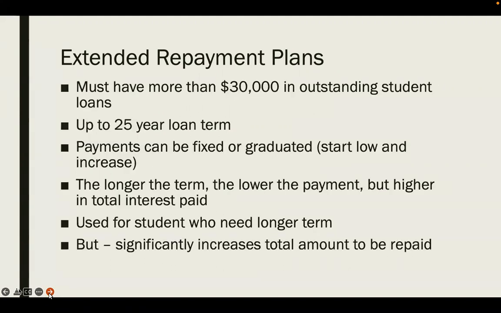The extended repayment plan is where you must have more than $30,000 in outstanding student loans. So they're saying, okay, you have more than $30,000 in student loans already, so it might take you longer to pay this back because you're paying back a lot of loans. This is where our loan term changes from 10 up to 25 years. Now notice it says up to 25, which means it could be less, but it could be up to 25 years. Payments could be fixed or graduated. So remember, fixed was like the standard plan where you have the same payment the whole time. Graduated is where it starts low and increases. So again, this depends on the actual repayment plan.